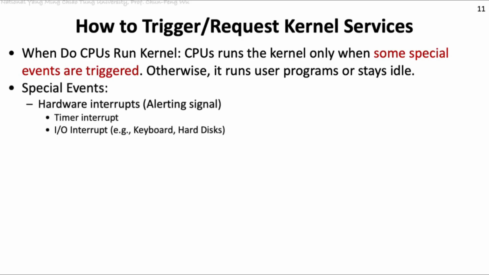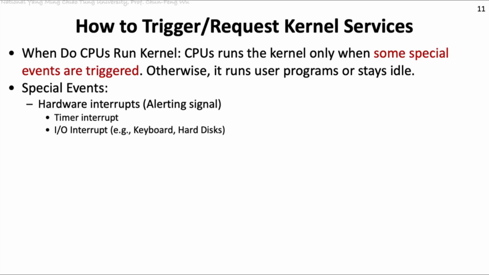So here are several different events. First of all, there are hardware interrupts, including timer interrupts and IO interrupts. For example, when you type on the keyboard, or when a hardware device sends a signal to the CPU, they are all called hardware interrupts.